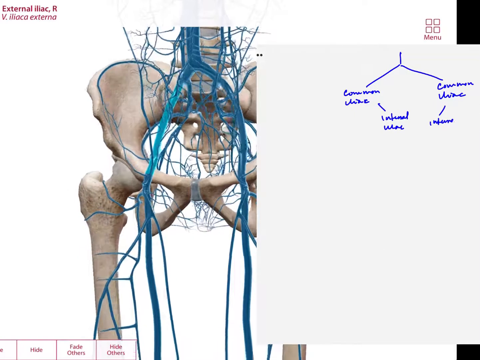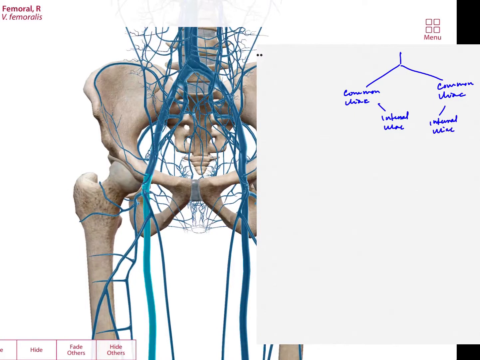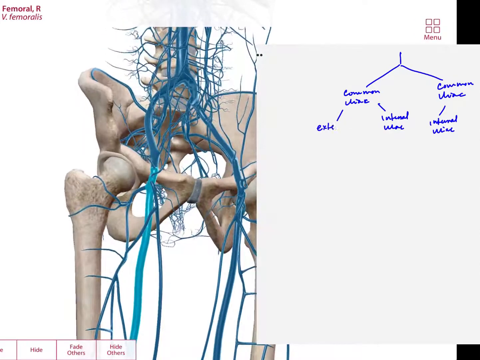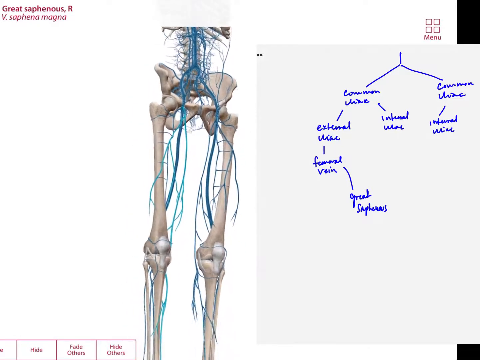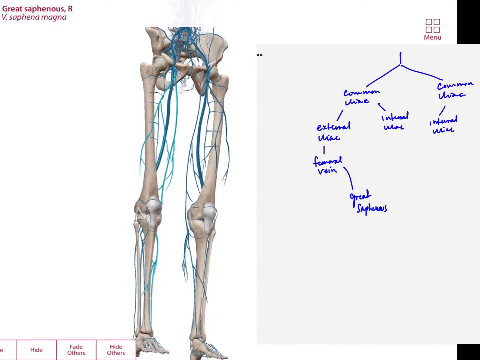All right. Now, that external is going to become the femoral vein, and this is where, to me, it gets reminiscent of the arm. Do you remember we got into that axillary region of the arm, and all of a sudden we had the cephalic vein? Here we have a new vein as well. We've got the great saphenous vein, and this great saphenous vein is amazing. It actually runs the entire length of the leg.